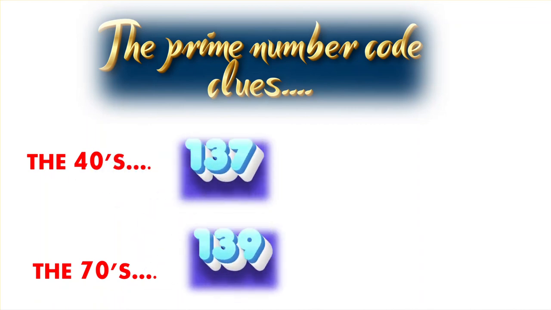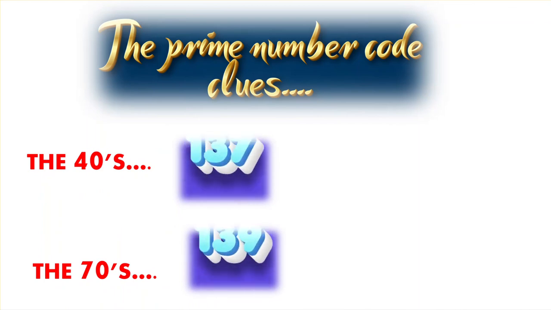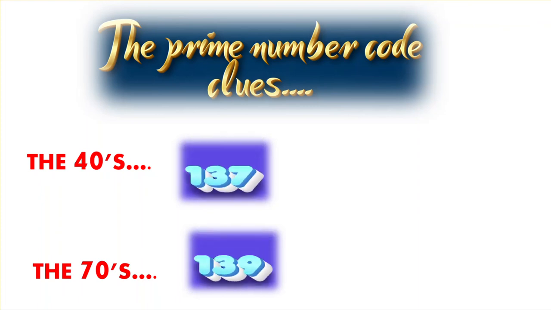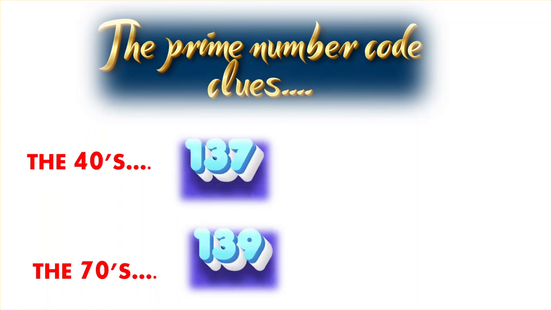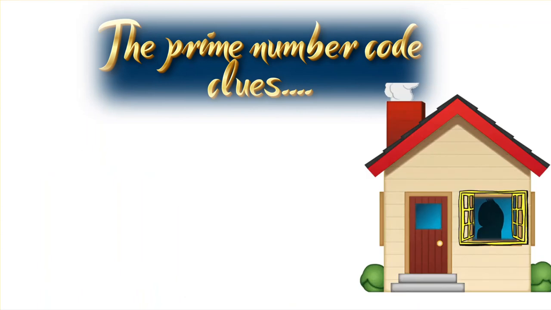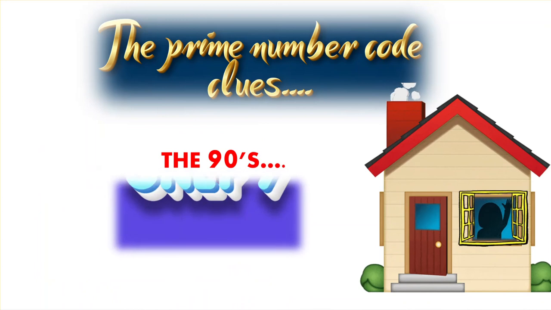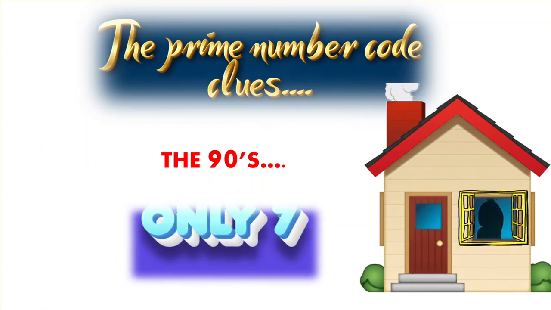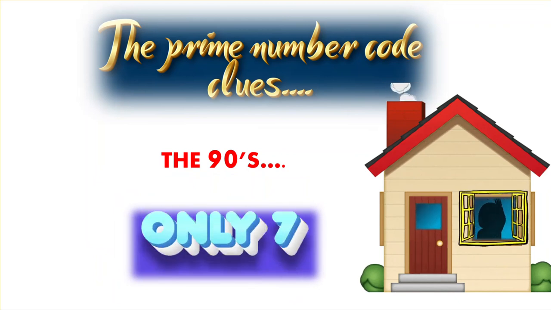So the 70s. 70 says 1, 3, 9. 71, 73, 79. So don't forget when you get to 70's house, okay? 1, 3, 9. All right, we go to the next one. The 90s. And it's a loner. Only 7. Thank you. All right.